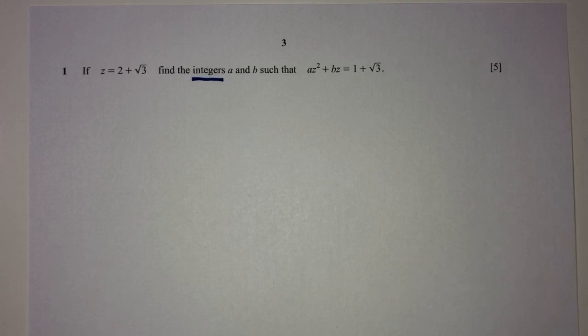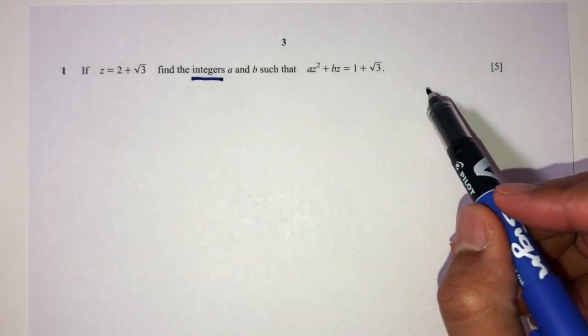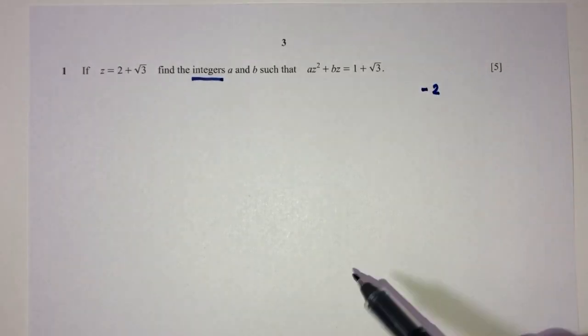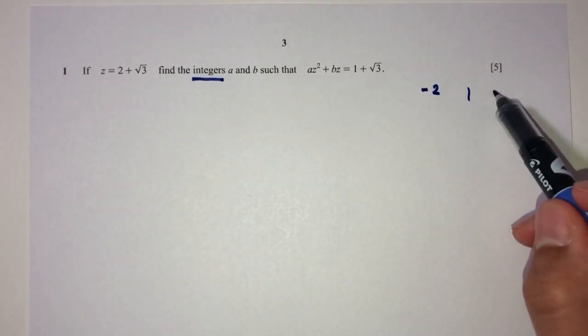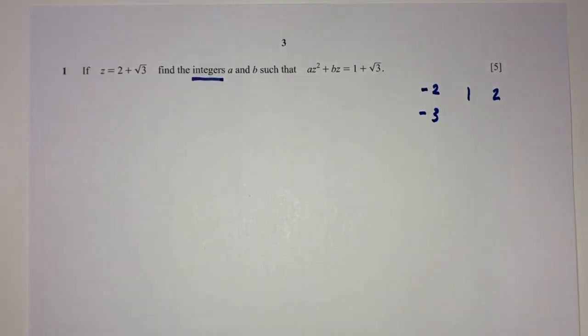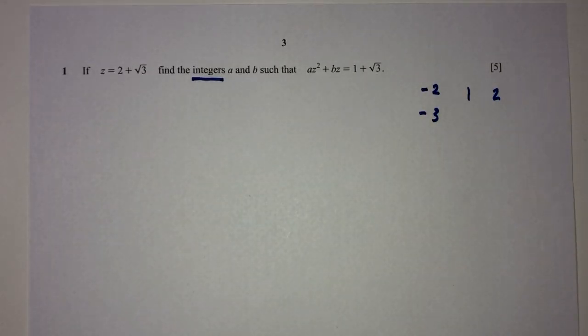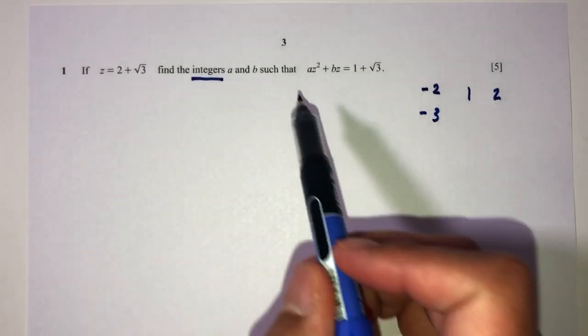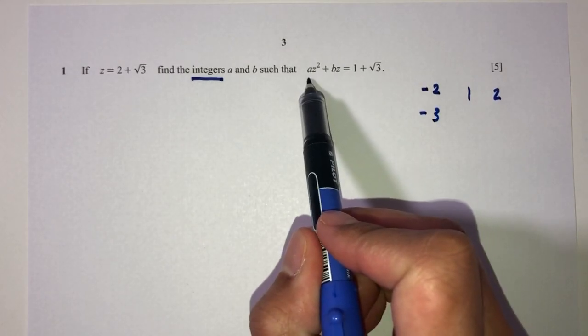It can be negative or positive. So it can be, for example, I can say minus 2 is an integer. 1, 2, minus 3 can also be integers. So it just needs to be a whole number, right? Now let's use this equation to find the values of a and b.